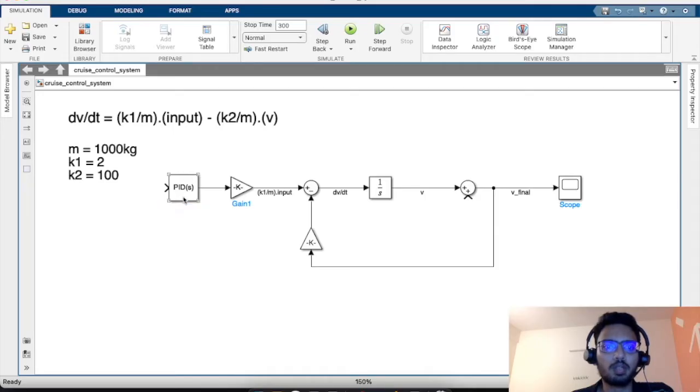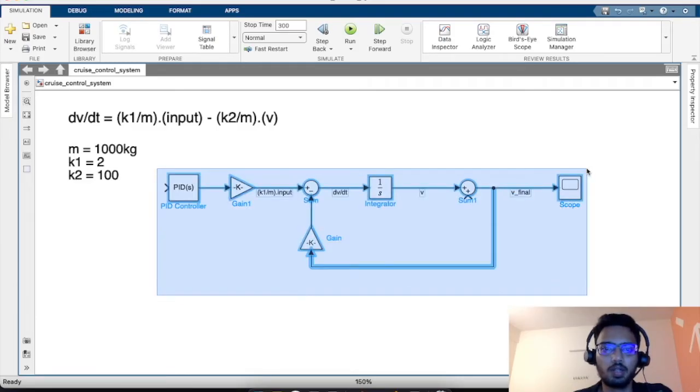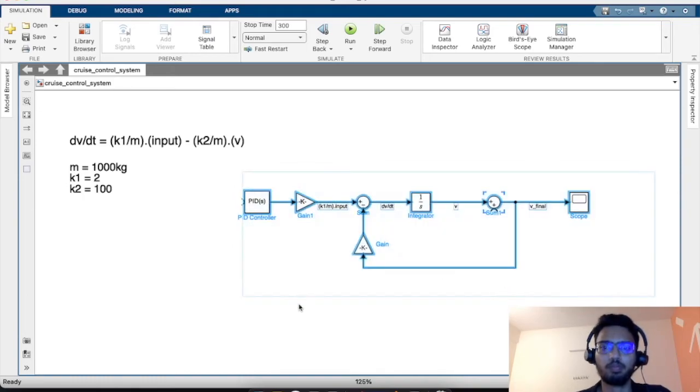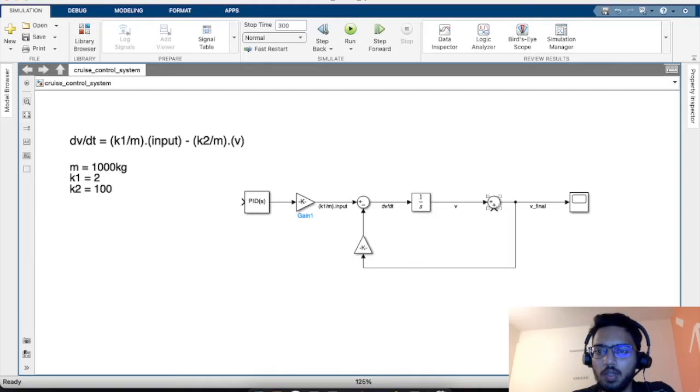We'll have to tune this PID controller once the modeling is complete. We'll look into that in a while. So we'll worry about this disturbance later. First, we need to make it closed loop. Essentially, this is the plant system or the vehicle which we are trying to design. This was the equation which we have modeled here, and then we need to close the loop so that it becomes a closed loop system.